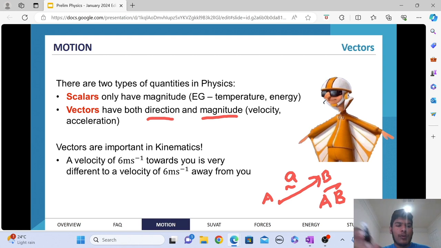For example, when we're talking about speed, which is a scalar, it's going to be saying something like 6 meters per second. Whereas vectors have both the direction and the magnitude. So the magnitude might still be 6 meters per second, but the direction might be something like north or east. So velocity would be saying something like 6 meters per second north, whereas the scalar version, which is speed, would be 6 meters per second.